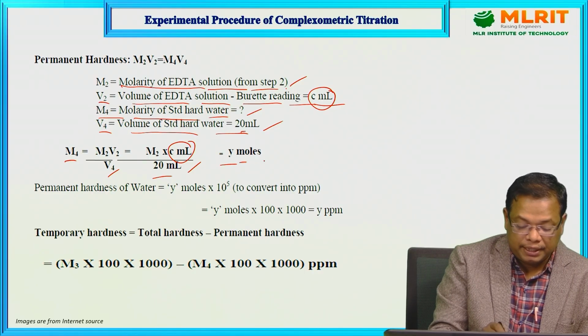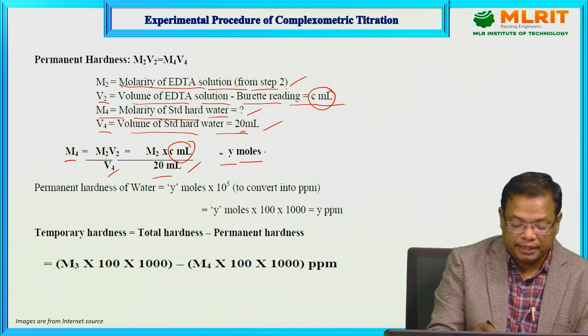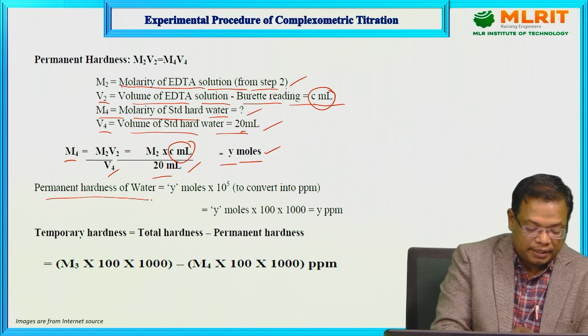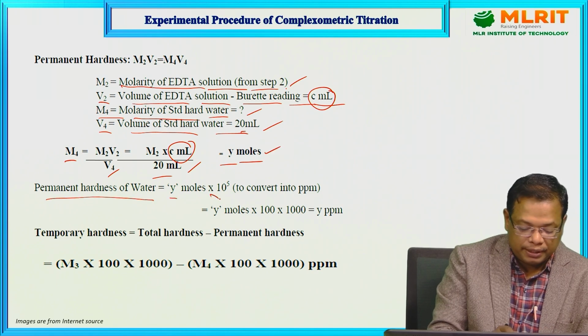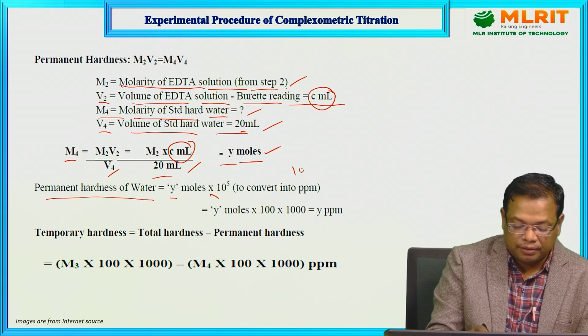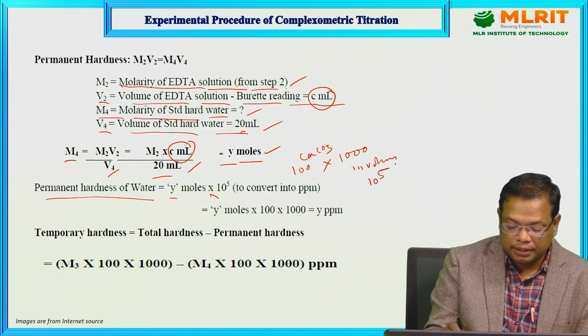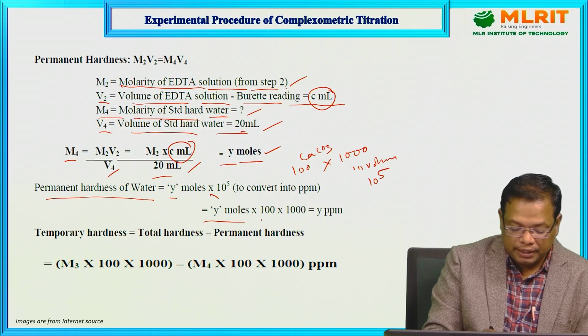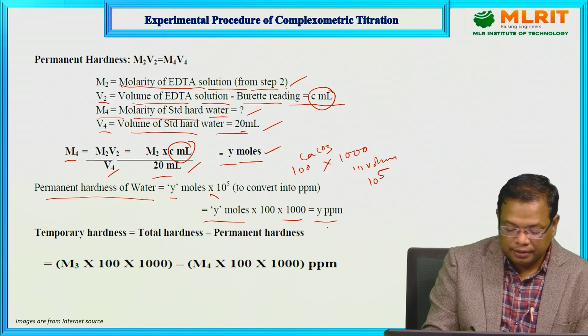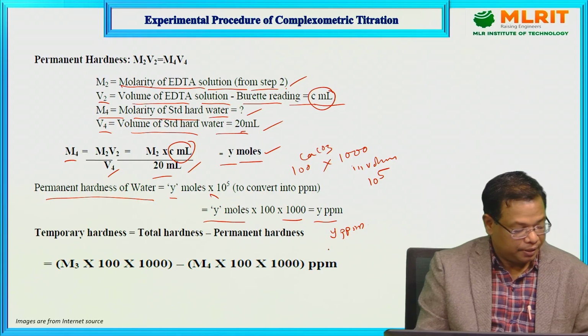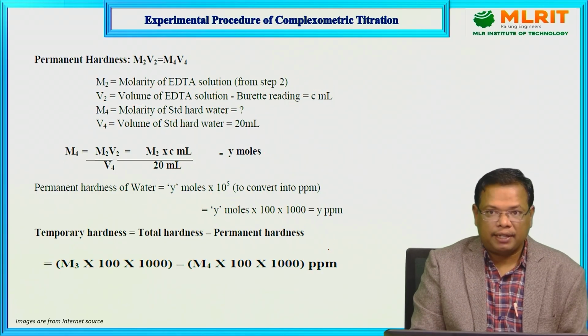So now, for example, it is Y moles. The permanent hardness of the water is equal to Y moles into 10 power 5: Y moles into 100 for CaCO3 into 1000. Overall it is Y ppm. So now we have got the permanent hardness of the water.